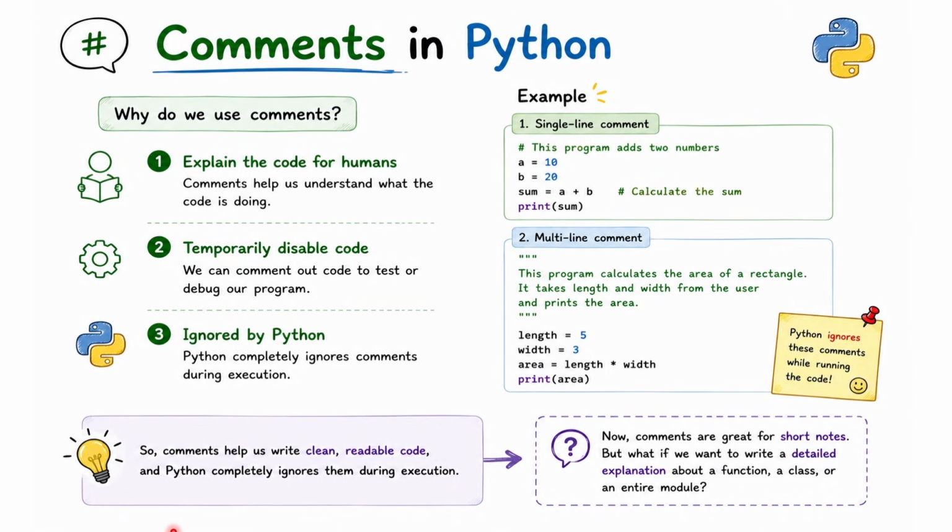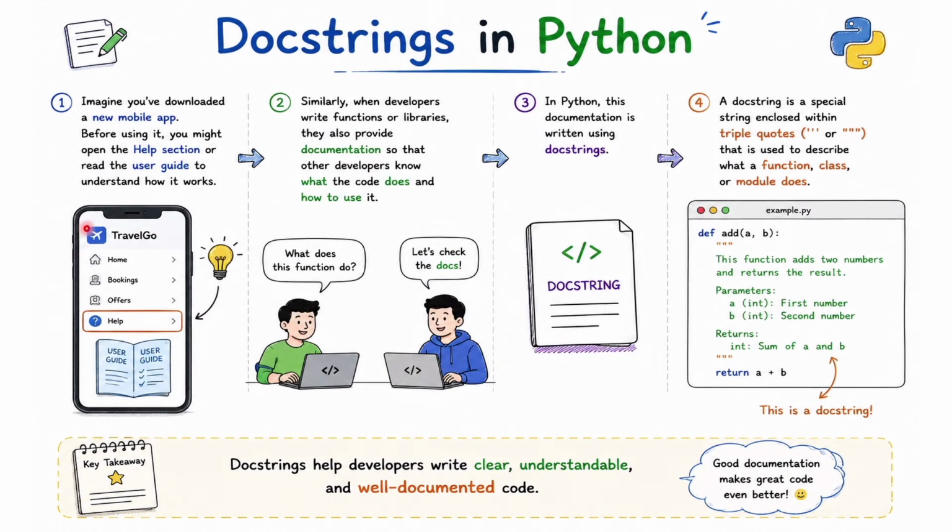But what if we want to write a detailed explanation about a function, a class, or an entire module? Can we still use comments? Yes, we can. But Python provides a much better way to document our code. These are called docstrings. Let's understand what docstrings are. Imagine you have downloaded a new mobile app. Before using it, you might open the help section or read the user guide to understand how it works.